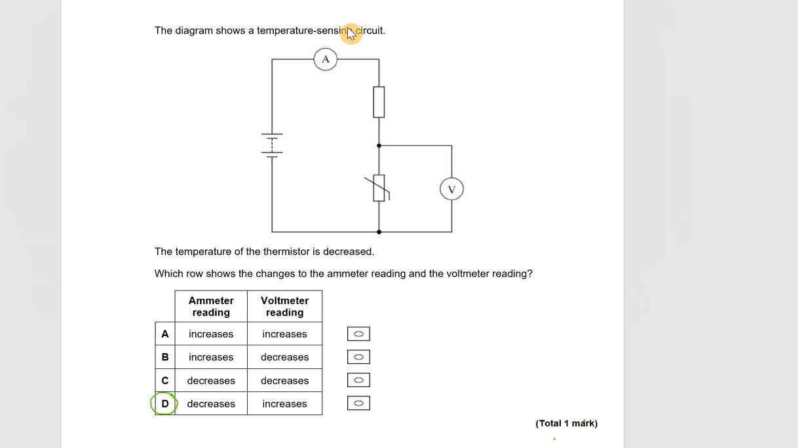So the diagram shows a temperature sensing circuit. The temperature of the thermistor is decreased. Which row shows the changes to the ammeter reading and the voltmeter reading?